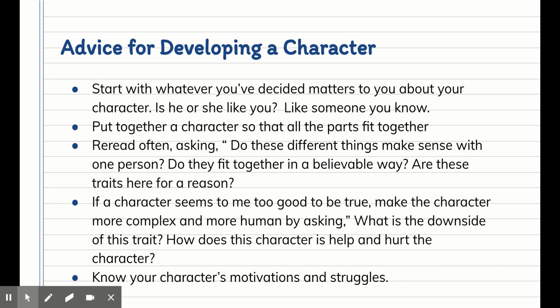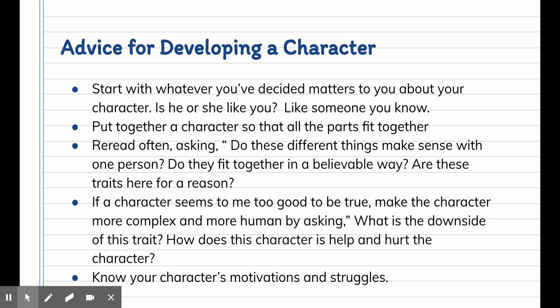If your character seems too good to be true, like it's very simple, make the character more complex and more human by asking, what's the downside to this trait? How does this characteristic help or hurt the character? You need to know your character's motivations and struggles.